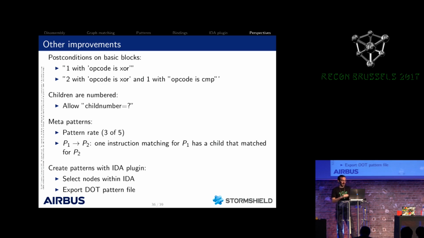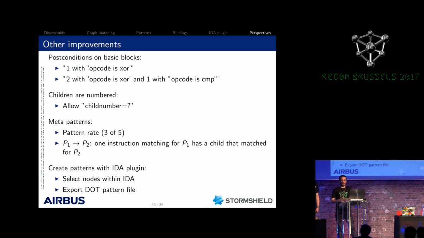So we said that children are numbered. So you have to specify when you do edges if you're talking about child number 1 or child number 2. Sometimes we will want to say, okay, I don't care. So this may be for instance, for a conditional jump, you could say this could be the child for when the condition is fulfilled, or for when the condition is not fulfilled, I don't care. So we would like to add an option that would be child number is a question mark, and so the algorithm should try both options.